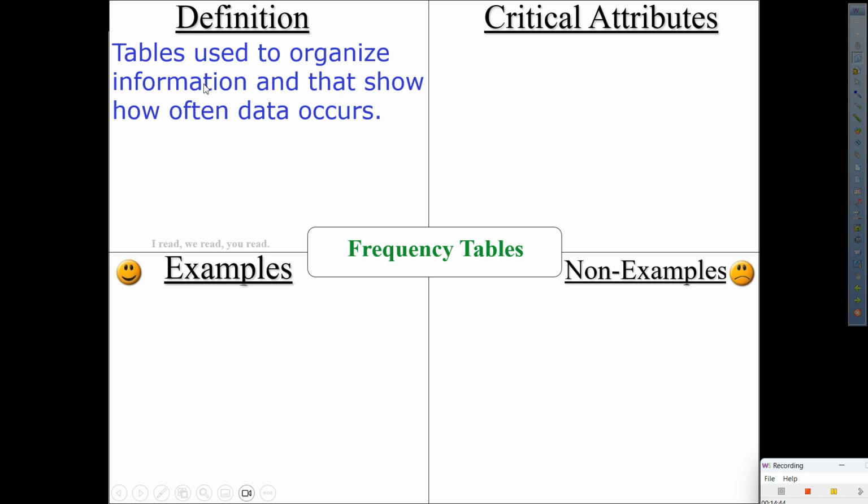organize information. Once again, frequency tables are tables used to organize information that show how often data occurs. Write that down.